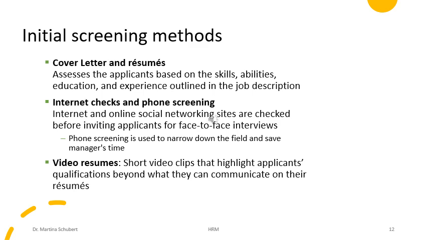So this means that the company checks your Facebook account, for example. So therefore you have to be very careful what you publish on the net, because remember, the internet has a big memory. And nowadays it's also video resumes, which we send. These are short video clips that highlight the applicant's capability or qualifications beyond what they can communicate in their resume.